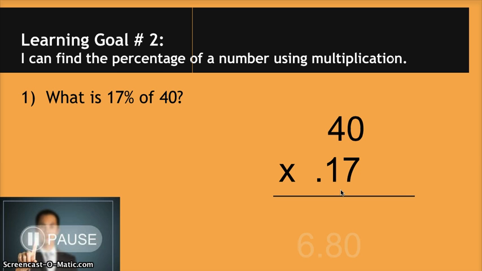Welcome back. We arrived at 6.80. If you didn't get that answer, we all make mistakes. Mistakes are normal. Go ahead and look and see how we can get 6.80. If you got that answer, we agree.